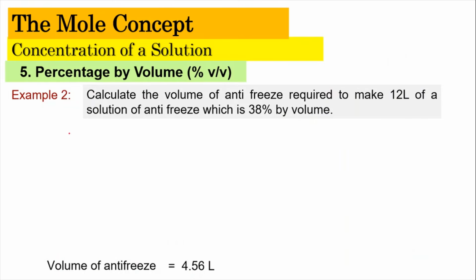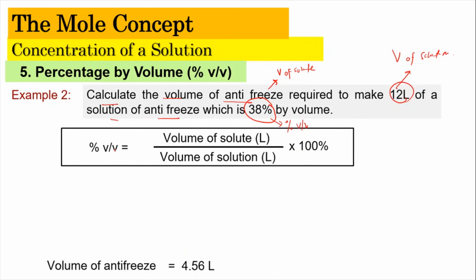Now for the last example, which is example 2, we need to calculate the volume of antifreeze required to make 12 liter of a solution of antifreeze, which is 38% by volume. So the volume of antifreeze here refers to a volume of solute, and we need to make up until 12 liter. So this one is volume of solution. And 38% here refers to a percent, so you know that it refers to percentage by volume. So you're going to use this formula and you need to find the volume of solute.